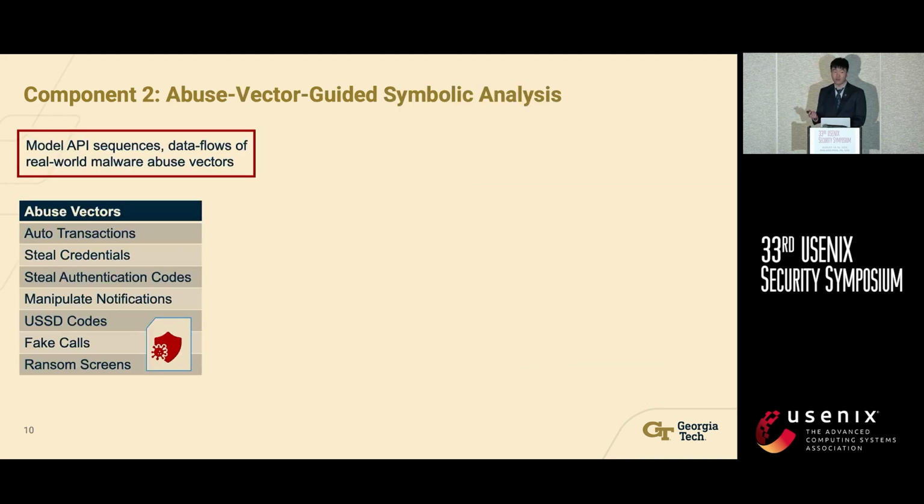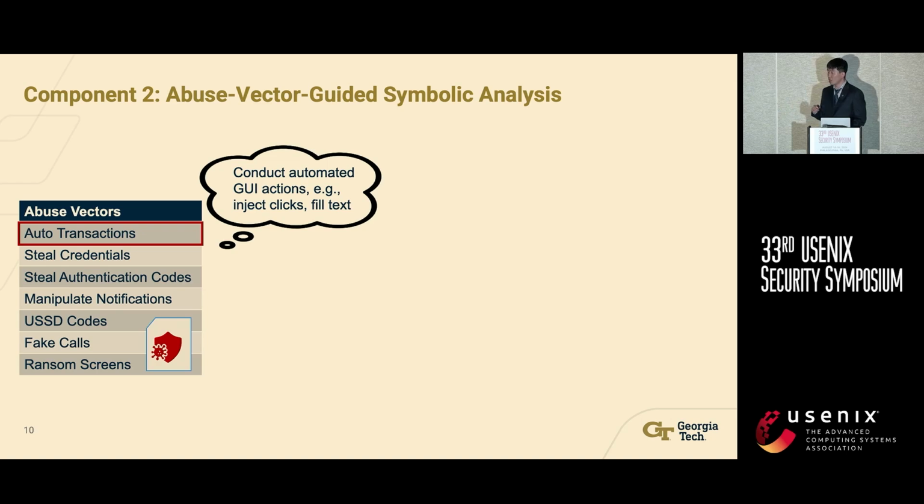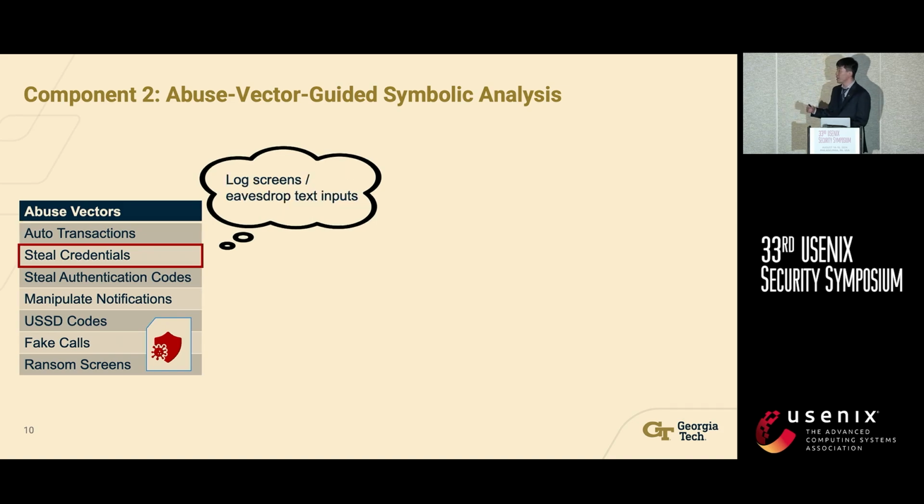The second component of Diva is its abuse vector-guided symbolic analysis. We first collected the model API sequences and data flows of real-world malware abuse vectors. For example, in the first row, automatic transaction means the malware can automatically use ally to inject clicks or fill in texts. And stealing credentials means the malware can log the screens and eavesdrop on users' text inputs.